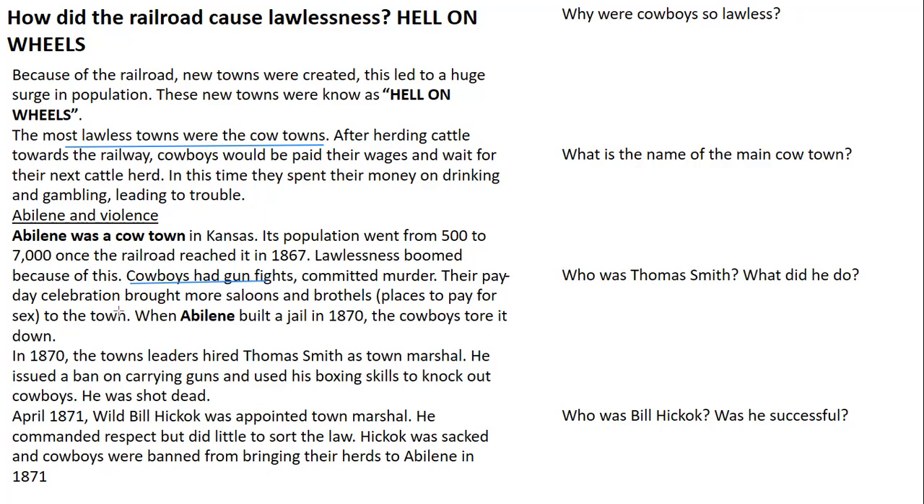And when Abilene built a jail in 1870, the cowboys tore it down. It shows you how ineffective law and order was. In 1870, the town's leader in Abilene hired Thomas Smith. He issued a ban on carrying guns, and he used his boxing skills to knock out cowboys. He was shot dead. And then in April 1871, you had a man called Wild Bill Hickok, who was appointed town marshal. He commanded respect, but he didn't do much to sort the law out. He was sacked, and eventually cowboys were banned from taking their cows to Abilene by 1871. And remember, this is when ranching became a lot more significant because of the beef bonanza in the 1870s.